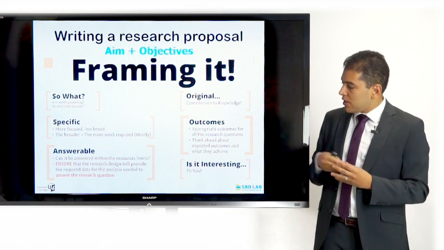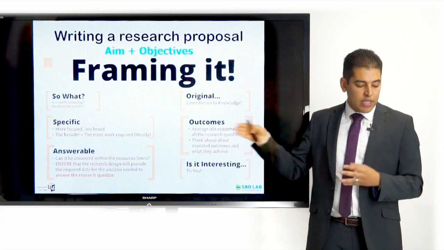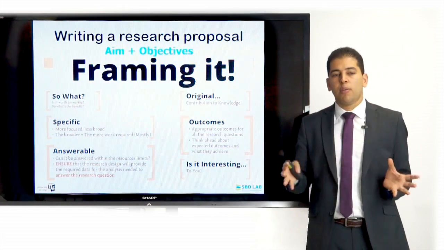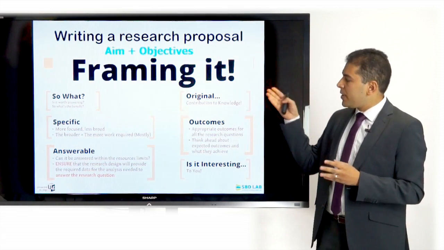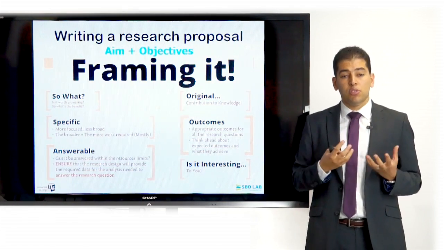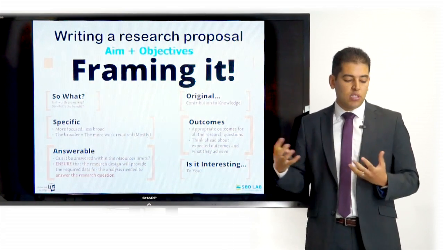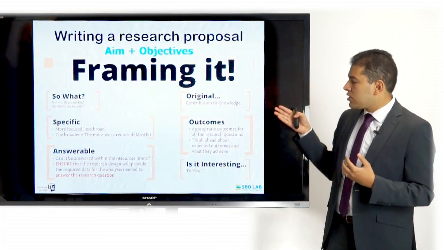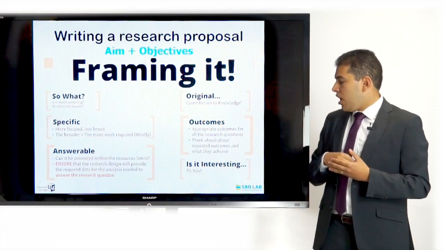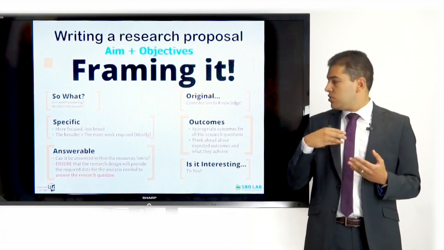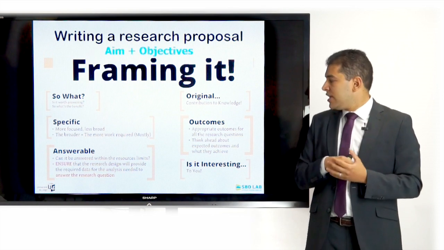Is it specific, your aim and objective? Are they answerable? Can we answer them in the frame of a thesis or a dissertation? Is the topic original? Is it a contribution to knowledge? Did somebody else do it, or am I really doing something new? What about the outcomes? Are they appropriate? Do they think ahead? Are the expected outcomes really achievable? This is very important.